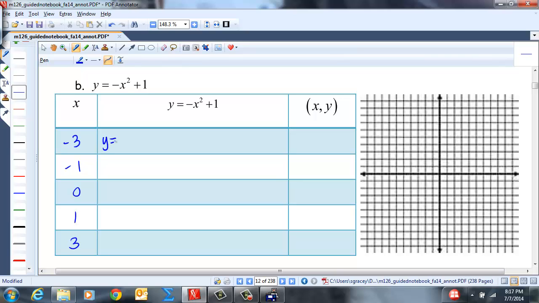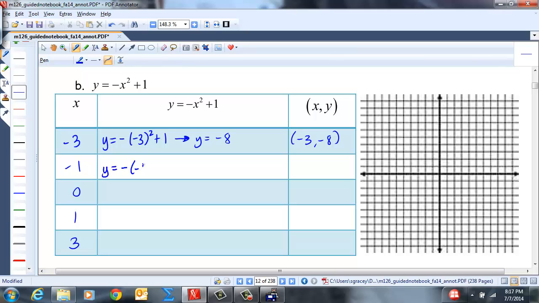So y will equal negative 3 squared plus 1. The negative 3 squared will be positive 9. You flip the sign on it, you get negative 9. You increase that by 1, and you get y is negative 8. So we get the ordered pair negative 3, negative 8.